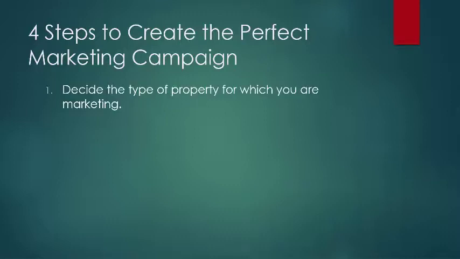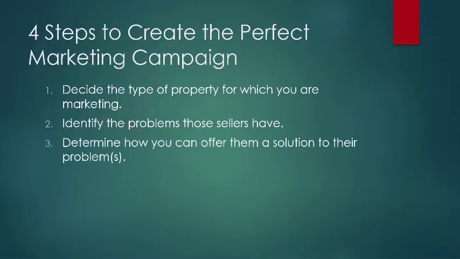I always like to start from the back, start from the end, right? Decide the types of properties that you're looking to market for, the types of properties that you want to buy. Once you've defined those types of properties, you want to identify the problems for those sellers. Because essentially, as a real estate investor, whether you're wholesaling or you're buying properties, you want to identify problems that you can solve. If you're able to do that, people will gladly trade equity that they have in these properties for the solutions that you're able to offer them.